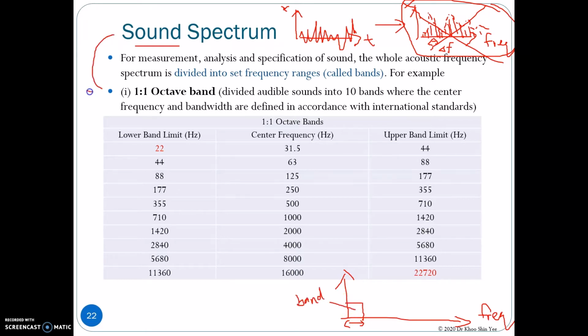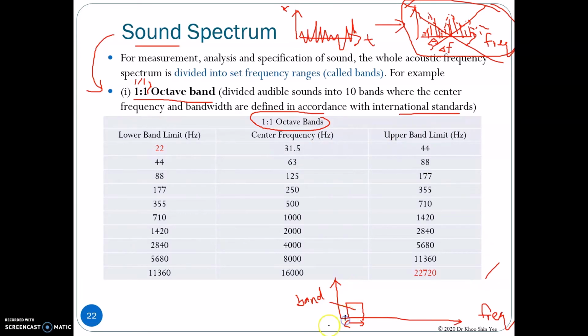The common sound spectrum is known as the 1-to-1 octave band. In general, you might see the symbol 1/1 or 1:1. Both of them represent the same thing. This is the 1-to-1 octave bands given by the international standard. So you don't need to memorize this. Always use this as the appendix.